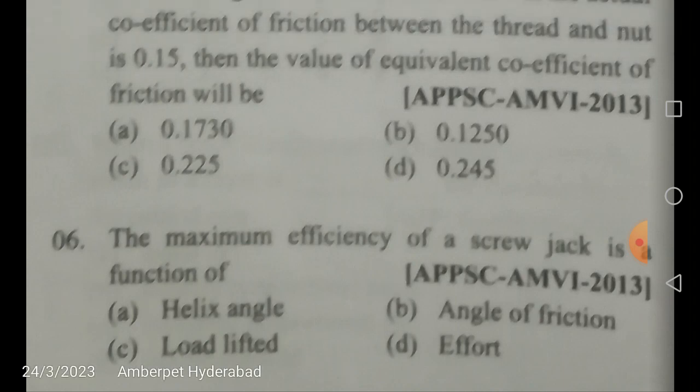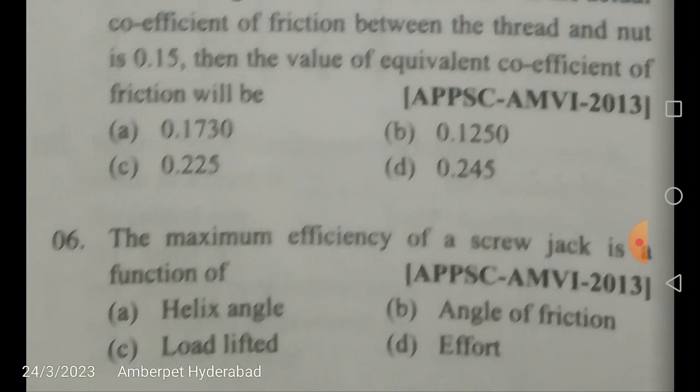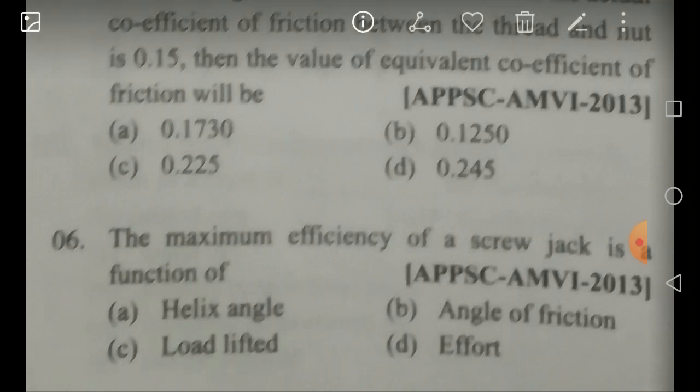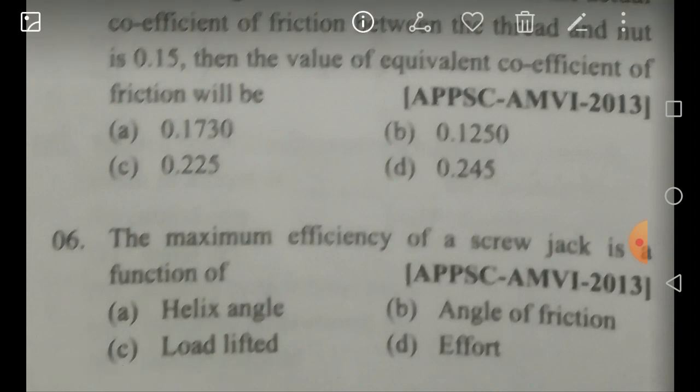So angle of friction, helix angle, screw jack: phi is the friction angle and alpha is the helix angle. So you can actually choose helix angle or angle of friction, but sometimes we have to take helix angle because it is involving alpha also, right? Alpha is equal to 45 minus phi by 2. So helix angle is the correct answer.